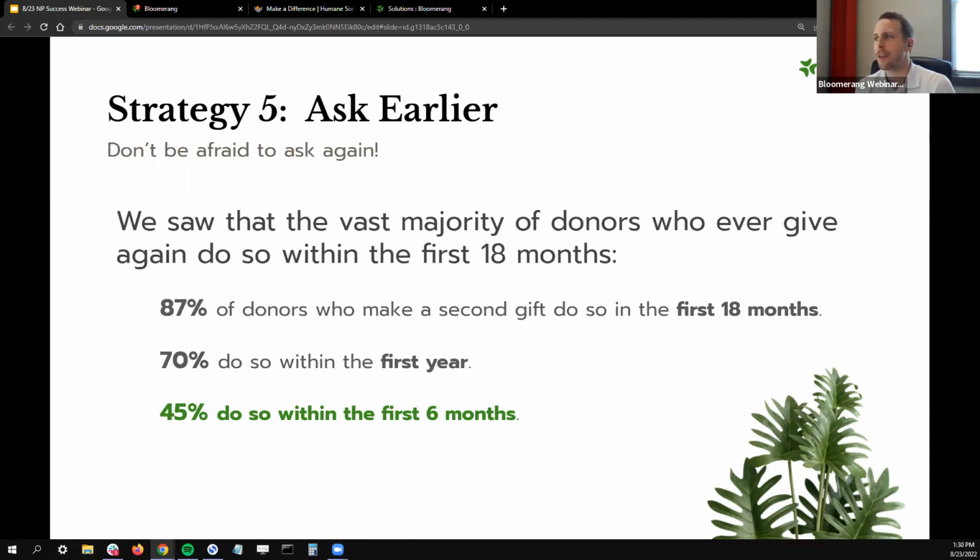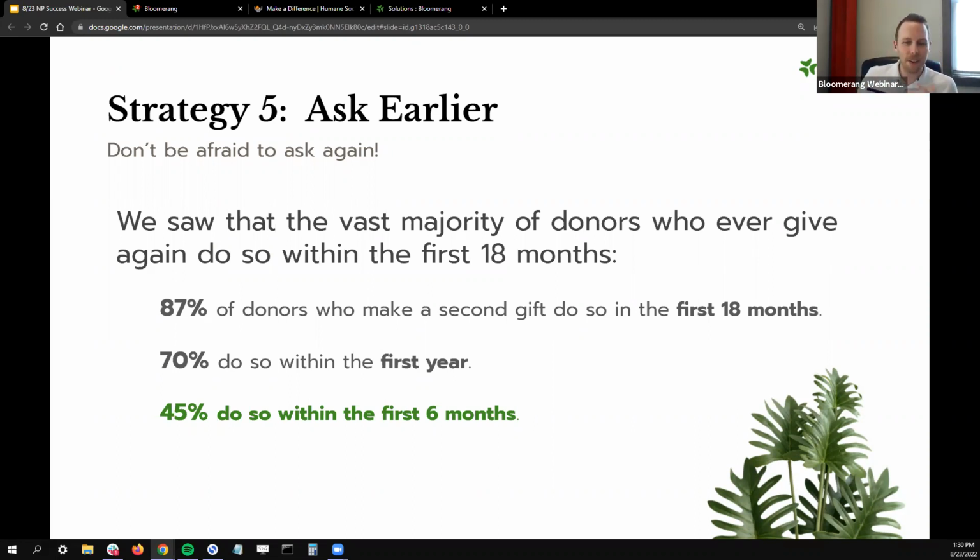But from our research here at Bloomerang, what we have noticed is the vast majority of donors who ever give again will do so in that first 18 months. But point out this number here: 45% will do so in the first 6 months. So capitalize on those. Don't be afraid to ask earlier. It never hurts to ask again.